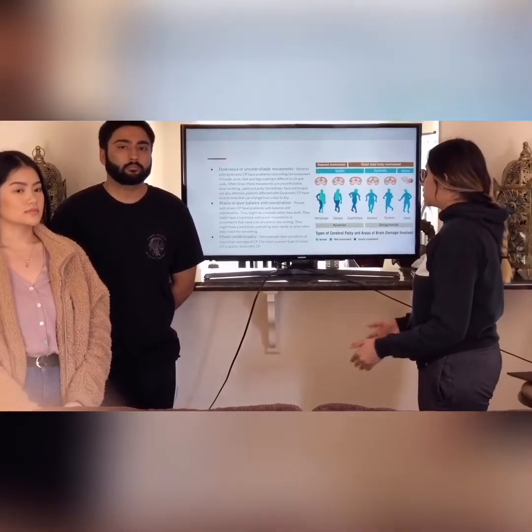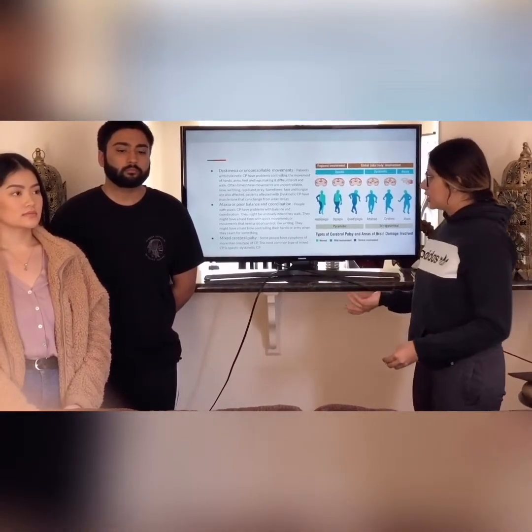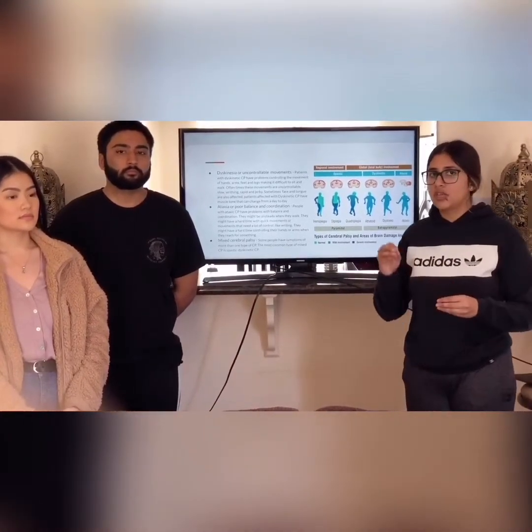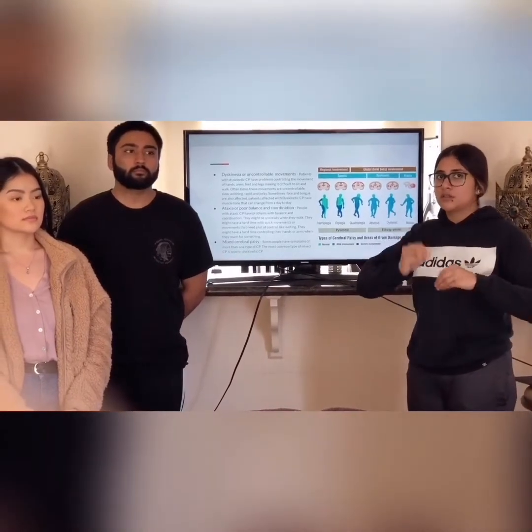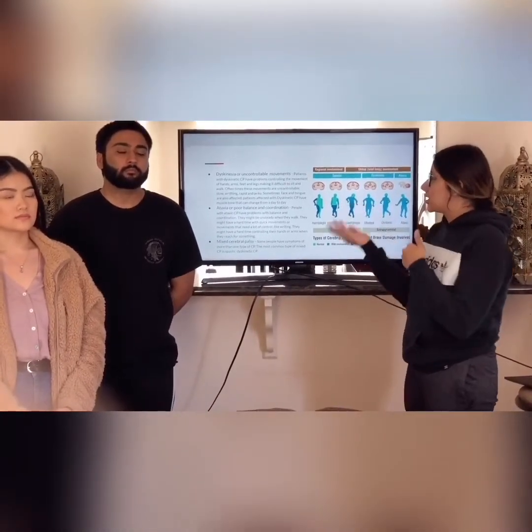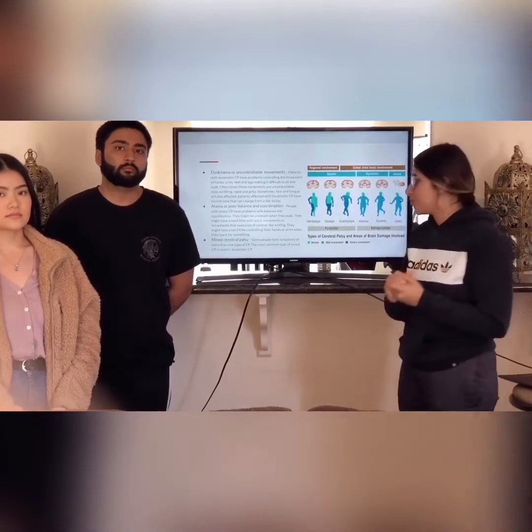The next is mixed cerebral palsy. With this type of CP, patients usually have different types of symptoms, so they can have dyskinesia or ataxia at the same time.